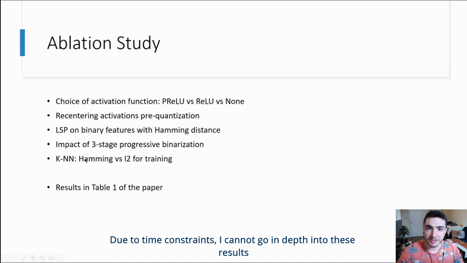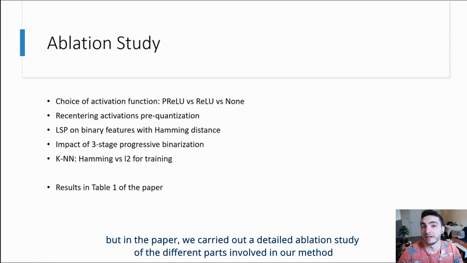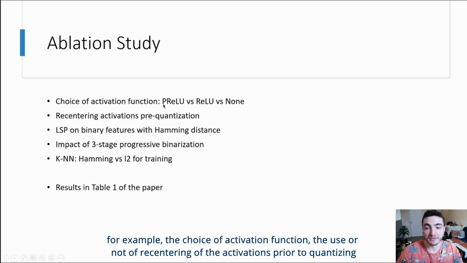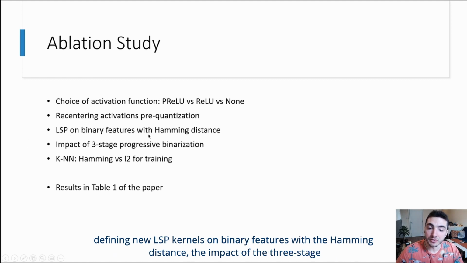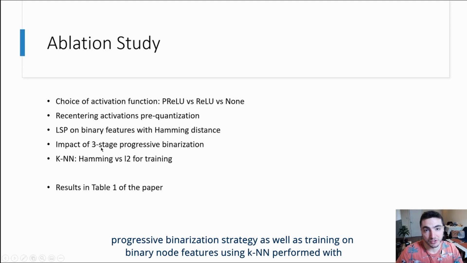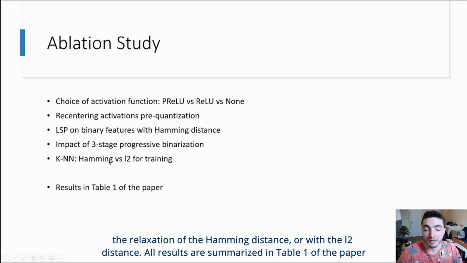Due to time constraints, I cannot go in depth over these results, but in the paper, we carried out a detailed ablation study of the different parts involved in our method. For example, the choice of activation function, the use or not of recentering of the activations prior to quantizing, defining new LSP kernels on binary features with Hamming distance, the impact of the three-stage progressive binarization strategy, as well as training on binary node features using KNN performed with the Hamming distance, the relaxation of the Hamming distance over the L2 distance. All results are summarized in Table 1 of the paper.